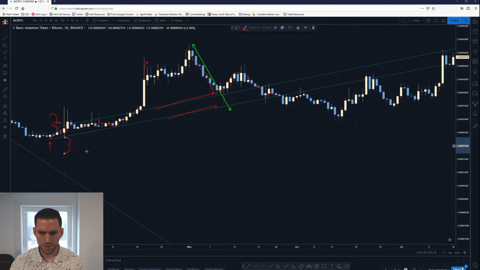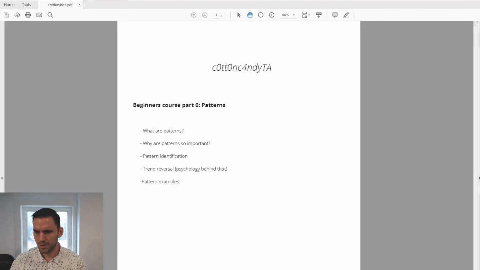Now, the next thing we're going to do here, let's take a look at the course material. So pattern identification, we went through that. Why are patterns so important? Trend reversal. We're going to talk about trend reversal a bit, and we already did, so this will be a pretty easy thing for you guys to see now at this point.